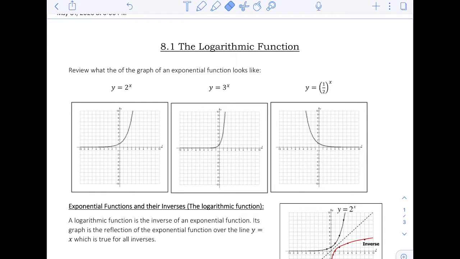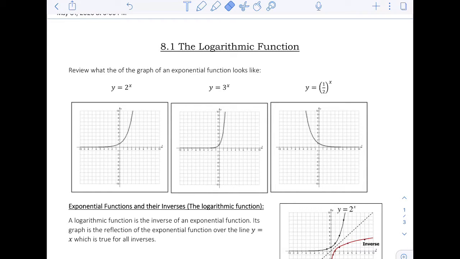So you might recall from earlier in grade 11 the exponential functions that we see down below, where we have y is equal to 2^x, y is equal to 3^x, and y is equal to (1/2)^x. And we see what happens when the base is bigger than 1, and when the base is smaller than 1, the graphs look a little bit different.